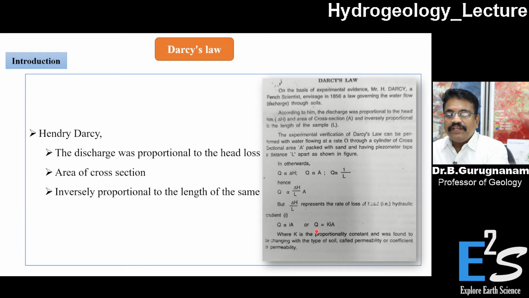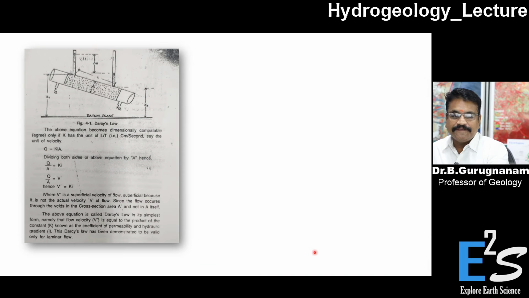Or you can also say Darcy's law is nothing but Q is equal to constant K i A, where K is a proportionality constant that varies with the type of soil, called permeability or coefficient of permeability. So this is the formula: Q is equal to K i A.